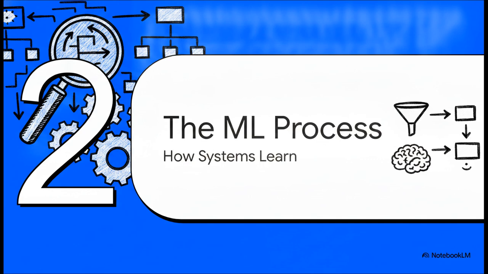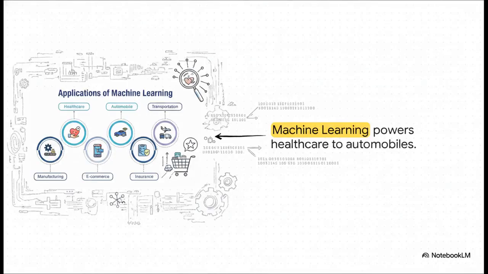Moving right along to Section 2, the machine learning process. How do these systems actually pull this off? Now, before we look at the pure mechanics, we really need to understand why this matters. The concepts we're about to discuss are the exact same technologies diagnosing diseases from medical images right now, suggesting your next Netflix binge, and allowing self-driving cars to navigate real-time city traffic. It's literally transforming how every single industry operates.